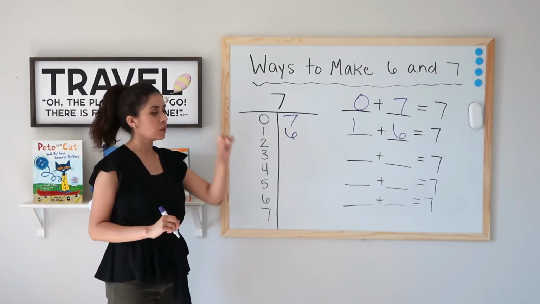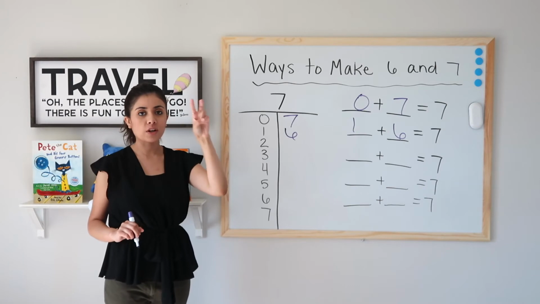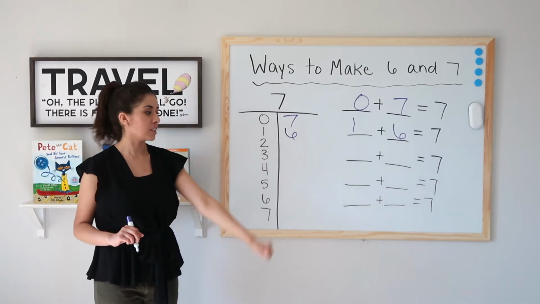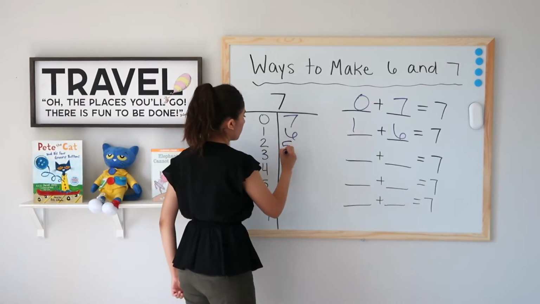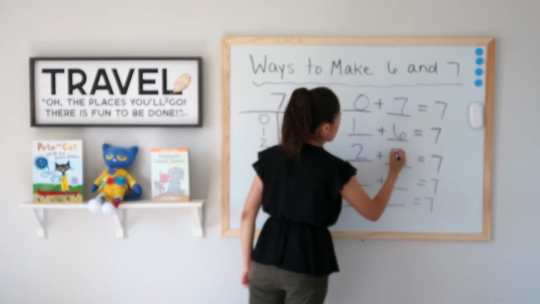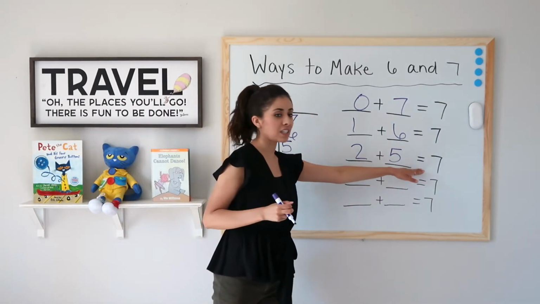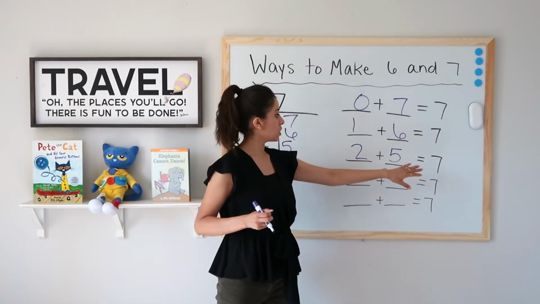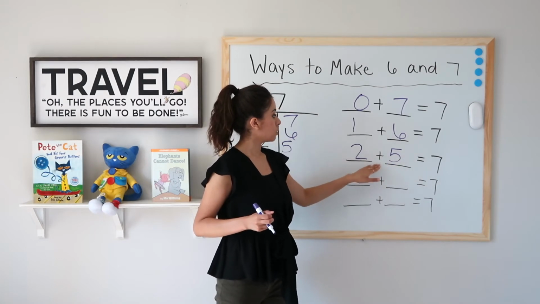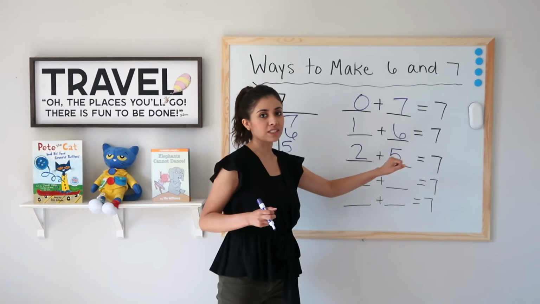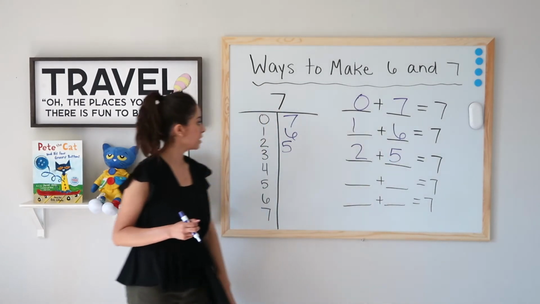2. 2, 3, 4, 5, 6, 7. 2 plus 5 is 7. Notice I'm saying is 7 instead of equals 7. So remember, 2 plus 5 equals 7. Equals is the same as. So saying is the same thing.